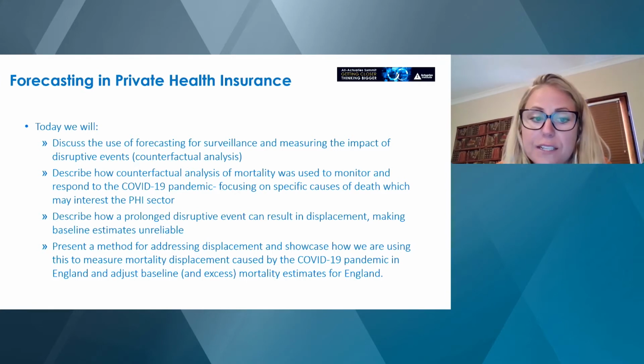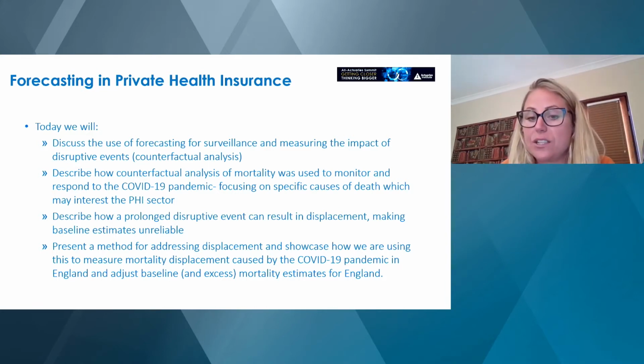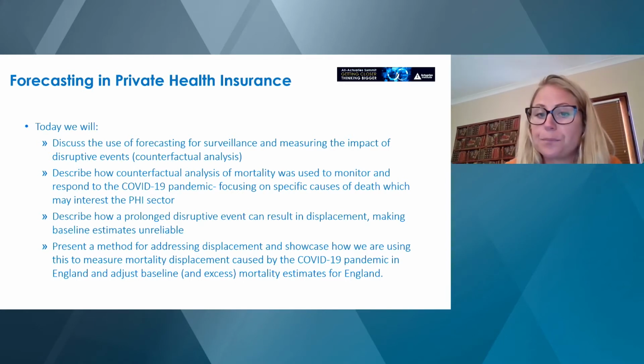private health insurance sector. We'll describe how a prolonged disruptive event, such as a pandemic, can result in displacement of events. In this case, we're looking at mortality, making those baseline estimates unreliable. And we'll present a method for addressing displacement and showcase how we're using this to measure mortality displacement caused by the pandemic in England and adjust the baseline and therefore excess mortality estimates in England.